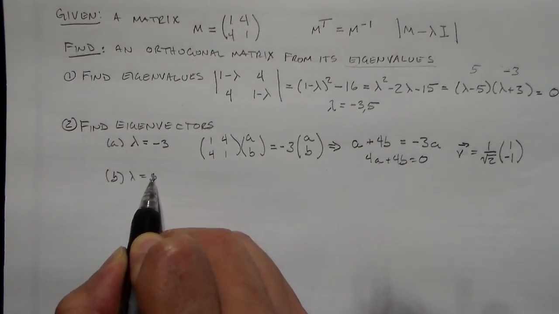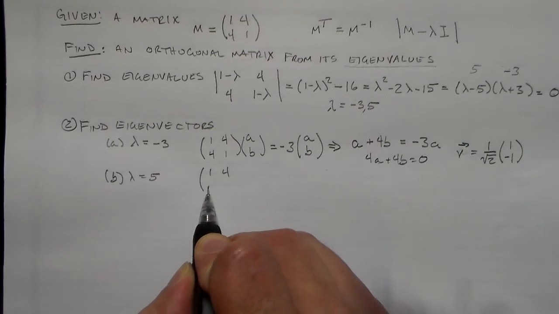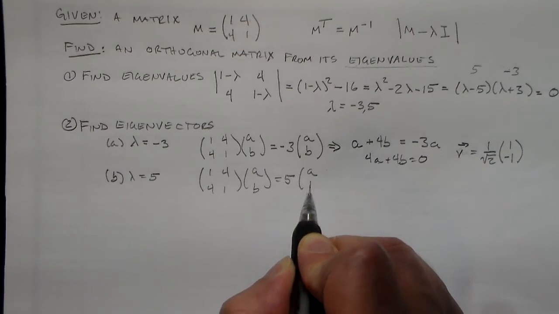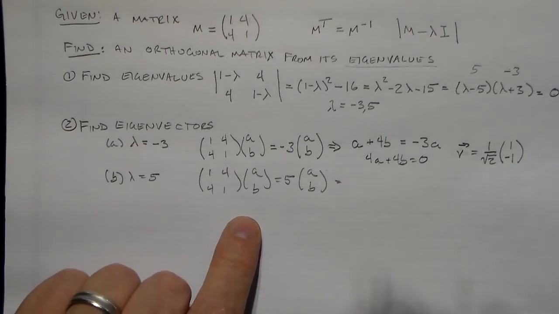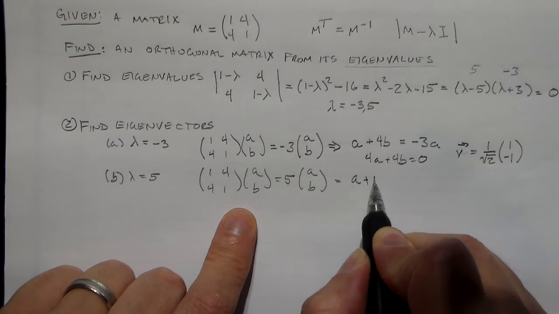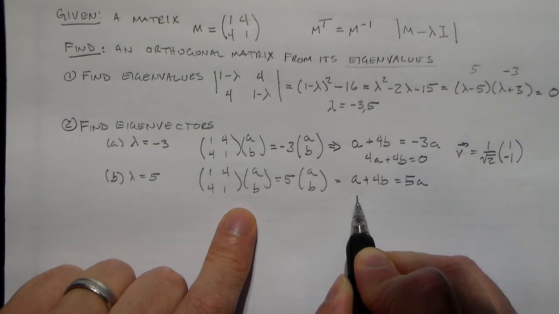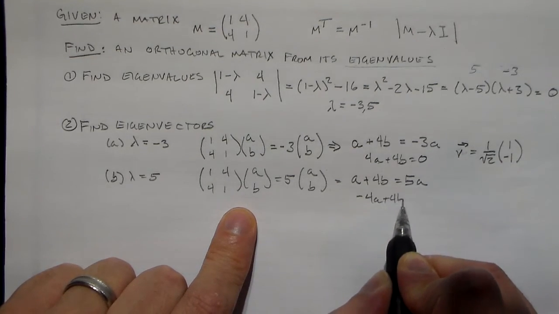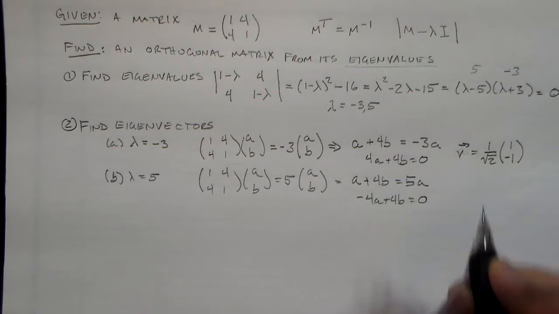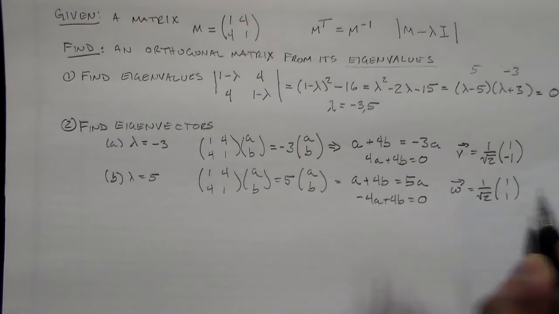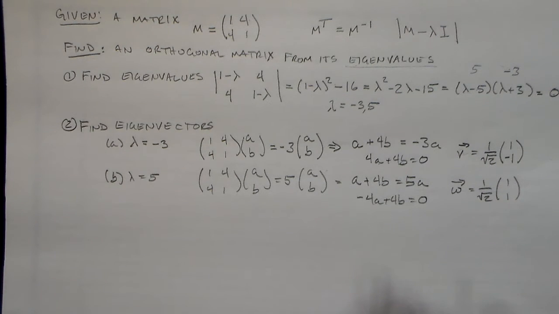We can do this for lambda equals 5. We take that original matrix and multiply it by A and B. The eigenvalue is 5 now times AB, which means that A plus 4B is equal to 5A, which means that minus 4A plus 4B is equal to 0, which means that A is equal to B. So we'll have some vector W equal to 1 over the square root of 2 times 1, 1. Again, it's normalized, that's why I use the 1 over the square root of 2. I think that's sufficient. And then we need to construct the matrix.